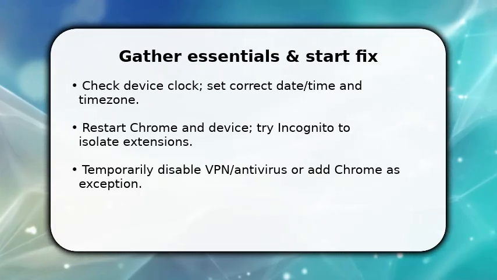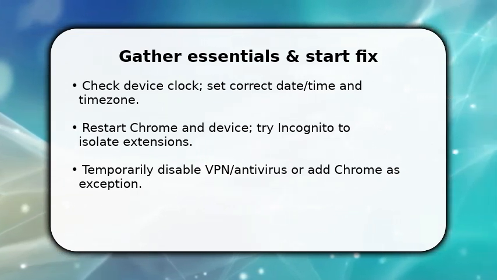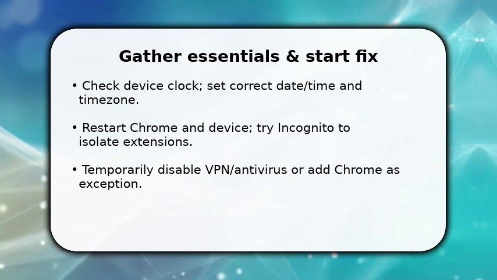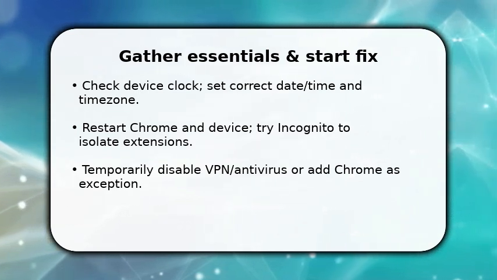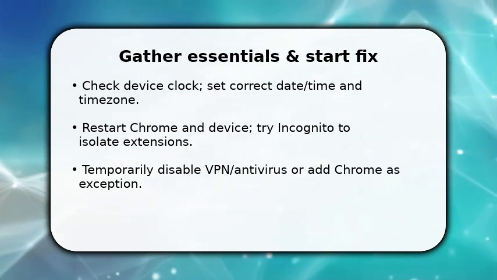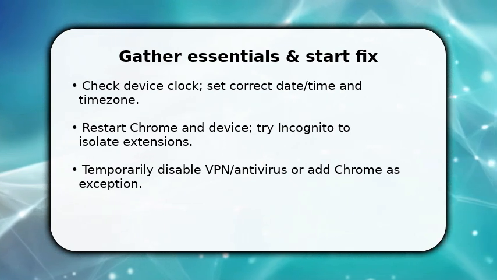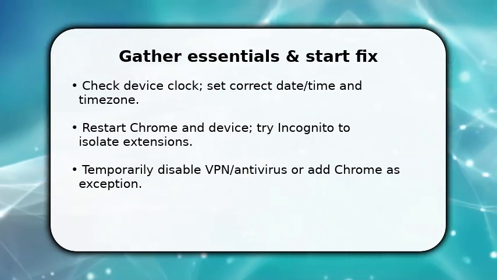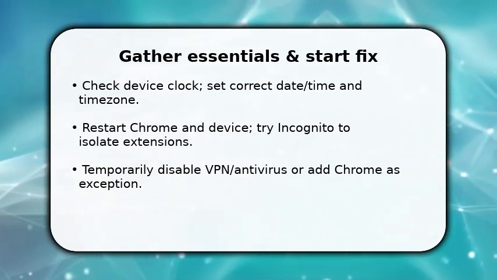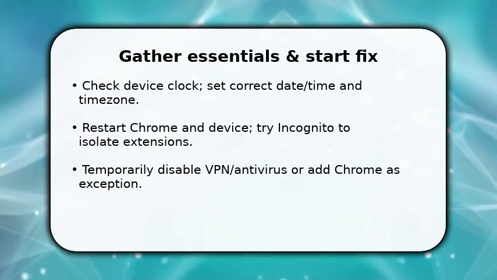You begin by confirming two prerequisites: accurate system time and network stability, because SSL depends on both. First, fix the clock if it's off and reboot Chrome. Once done, open an incognito window to rule out extensions. If you use VPN or antivirus with HTTPS scanning, disable it briefly and attempt the page again. This helps you identify whether interception is causing the privacy error.